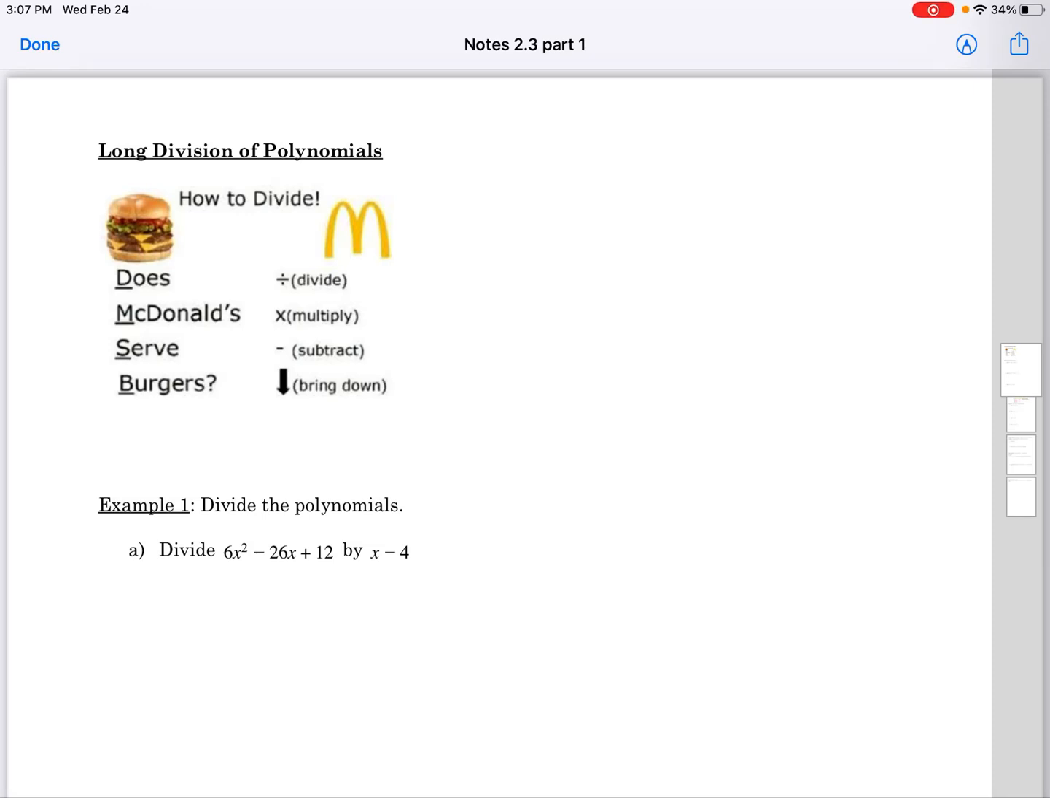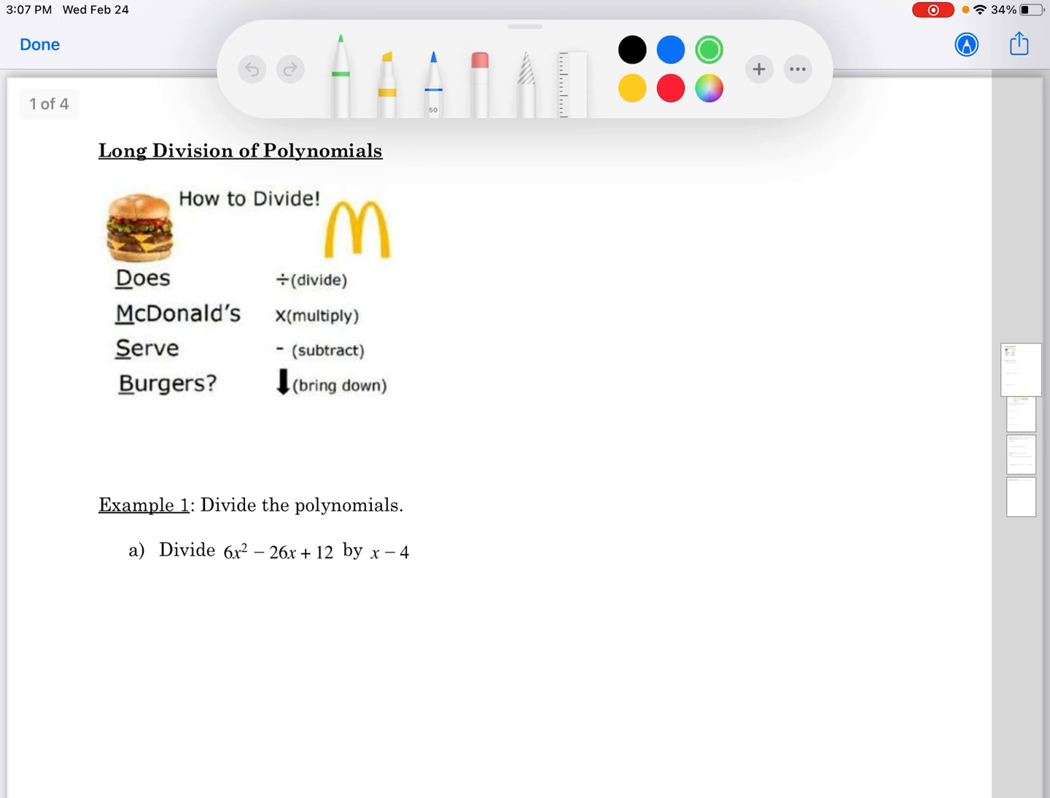Long division of polynomials. In order to do long division with polynomials, we need to think back to probably elementary school, middle school, when we learned to do long division in general. So let's say I have, I don't know, 8,631, and let's divide it by 5.